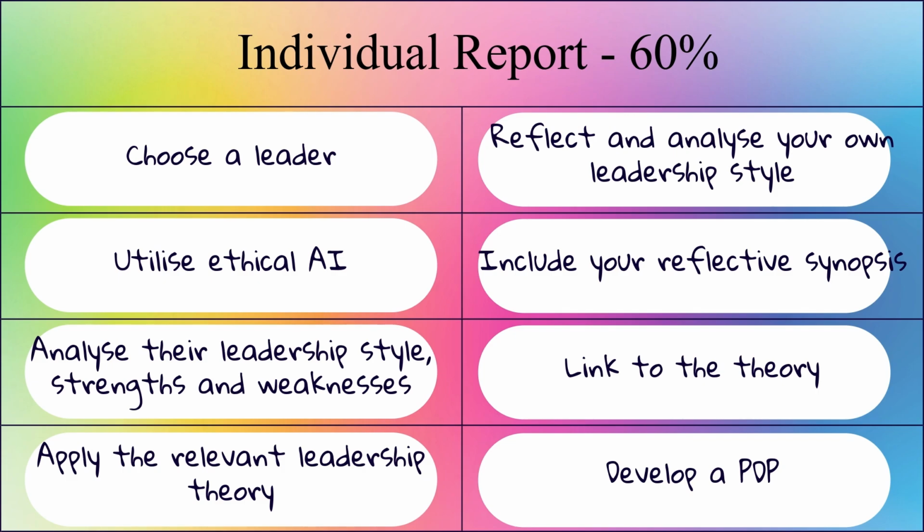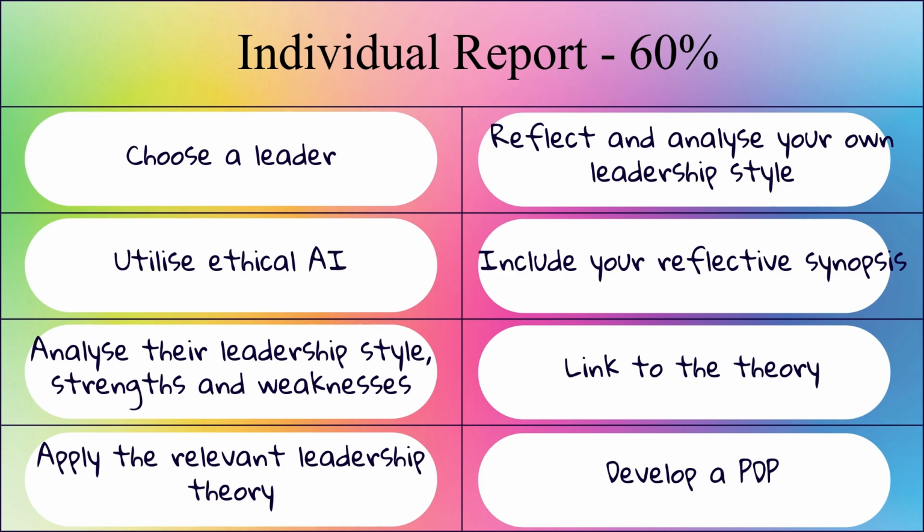The second part of the assignment is a reflective synopsis of your own leadership journey, worth 40 marks. You'll begin with a self-reflection worth 5 marks, which should include an honest assessment of your leadership strengths and areas for development. It should link personal experience to theory and relate back to the leadership style of your chosen figure. The personal development plan, worth 20 marks, asks you to set realistic and achievable leadership goals.